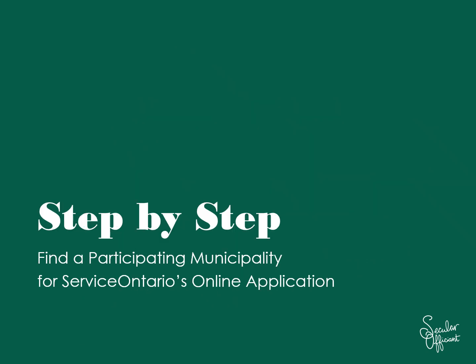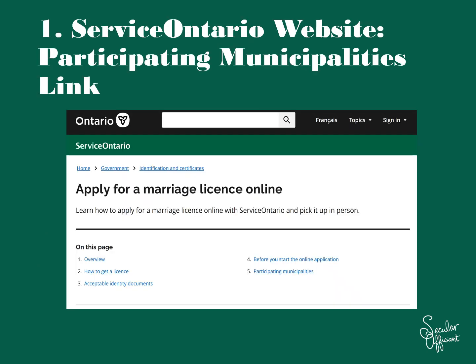Step by step. Find a participating municipality for ServiceOntario's online application. Step 1. Visit the ServiceOntario webpage, apply for a marriage license online, and then click on the Participating Municipalities link, which is number 5 on the table of contents.